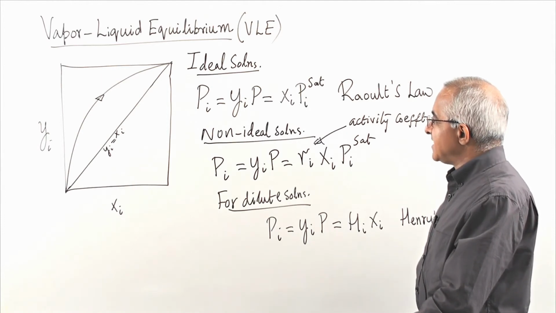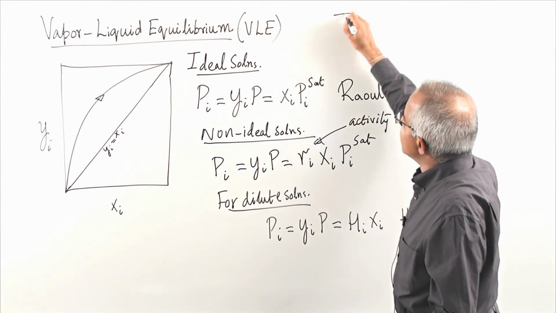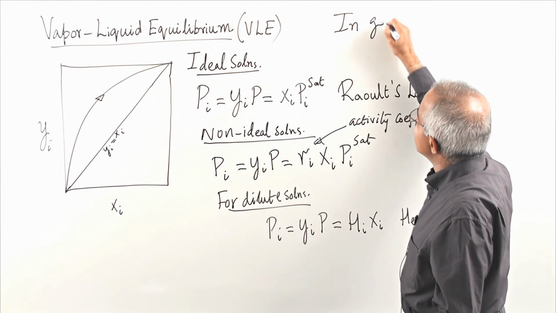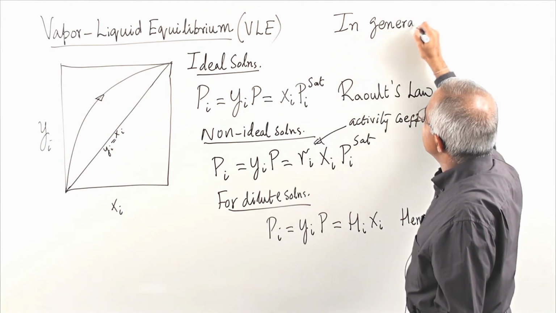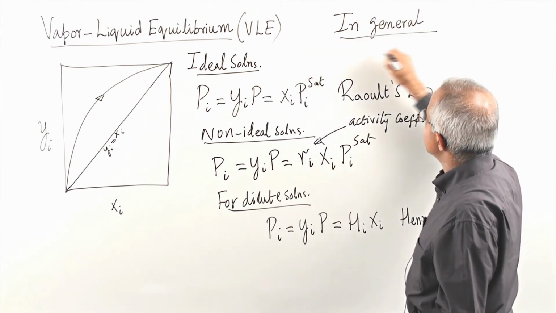Now, in general, what is the general representation of the equilibrium relationship? Why?